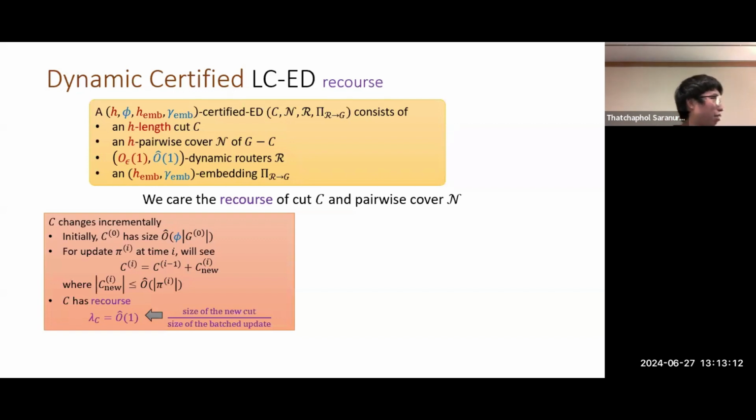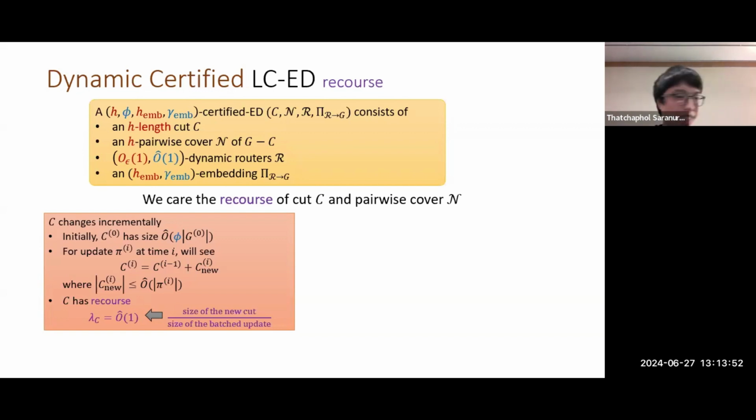Now let's give a formal definition of the recourse of the cut. We will see that the cut will change incrementally. Initially we will have a cut that has size a 5 fraction of the graph. And then at each update, we will add some new cut into our cut. And the size of the new cut should be roughly linear to the size of the batch update. In other words, the cut's recourse is defined as the ratio between the size of the new cut and the size of the batch update. And then it means that the cut has recourse close to constant.